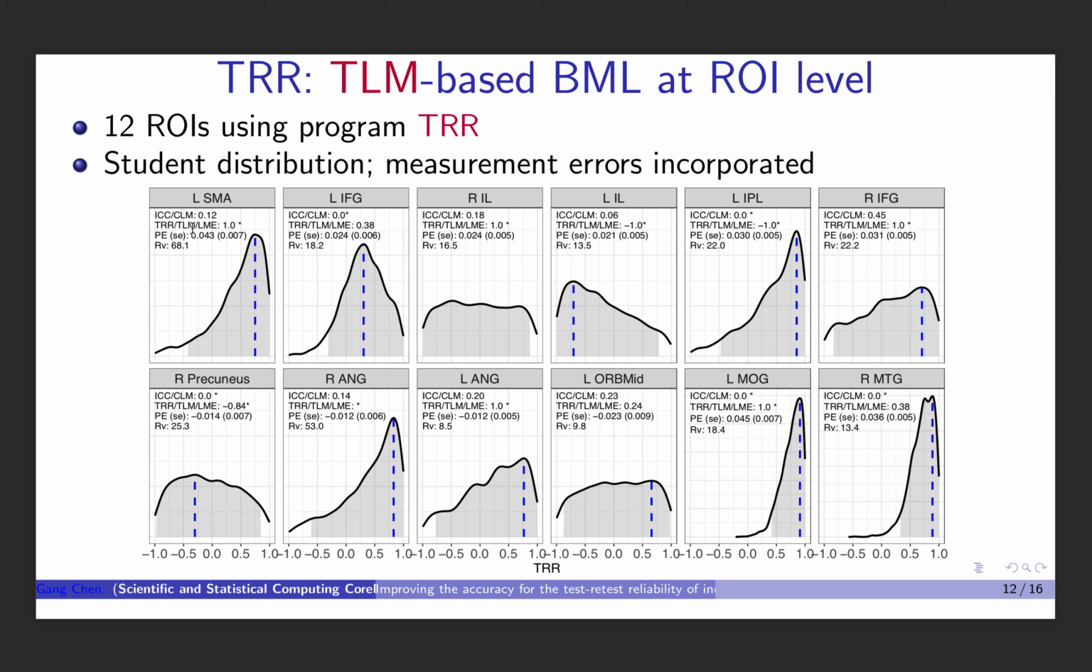I'm also showing, in each panel, the traditional ICC. For example, for the first ROI, it peaks around probably 0.75-ish, but the traditional ICC is just 0.12. So we can see a substantial amount of underestimation.